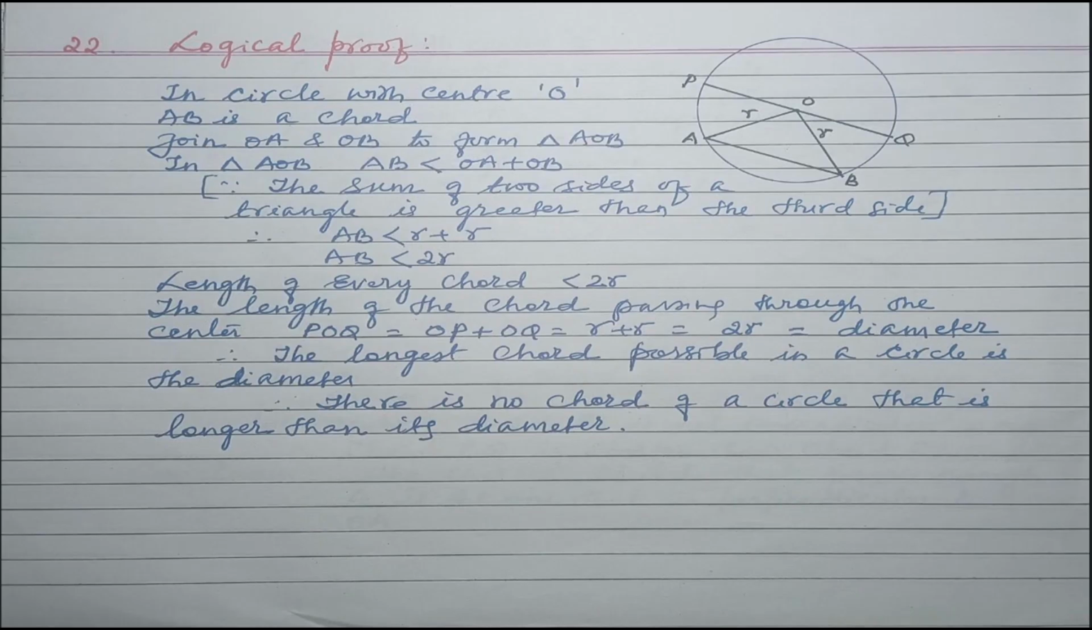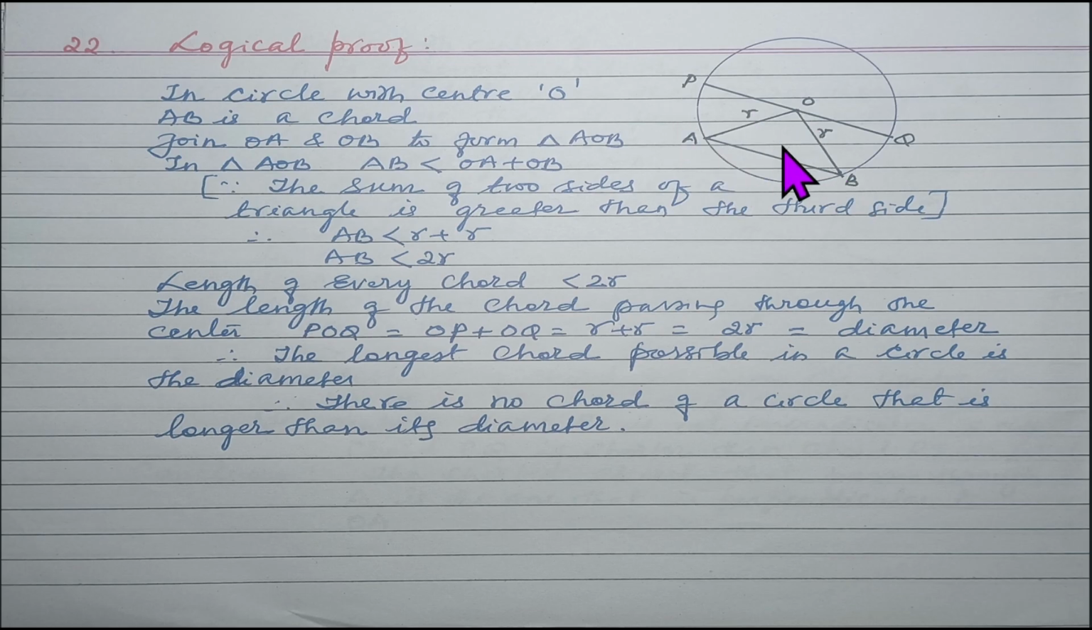But if you want to prove it logically, I will go for a logical proof also for this. Let us consider a circle with center O. AB I have taken as a chord. Now join OA and OB. Now AOB I get a triangle. In triangle AOB we know that the sum of two sides is definitely greater than the third side. That means OA plus OB is greater than AB. OA is R and OB is R. Therefore AB is less than 2R. So AB is a chord which is less than 2R.